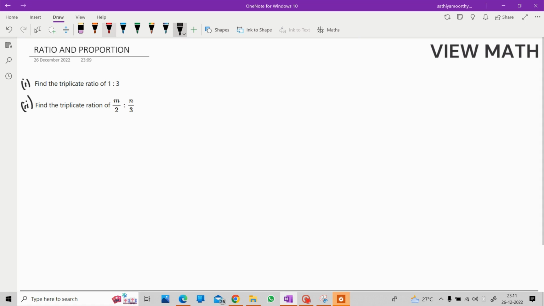Now let's see the next problem. Find the triplicate ratio of 1:3.